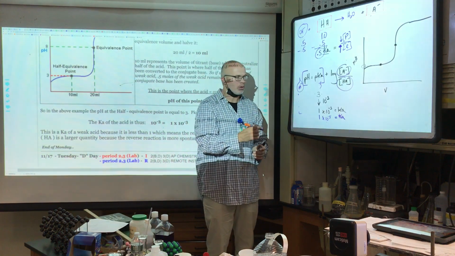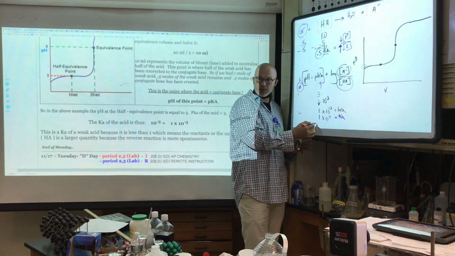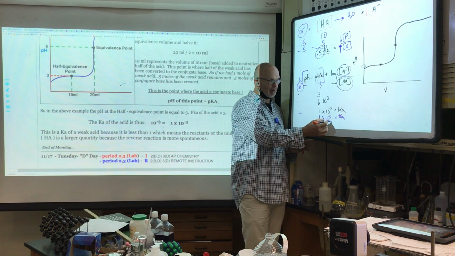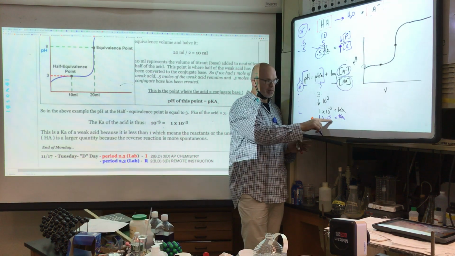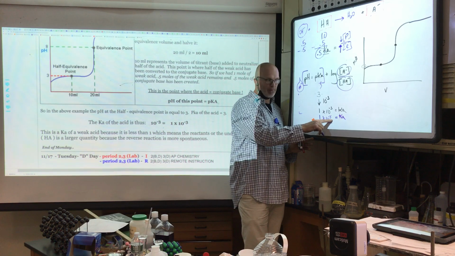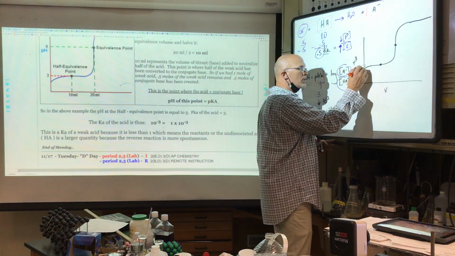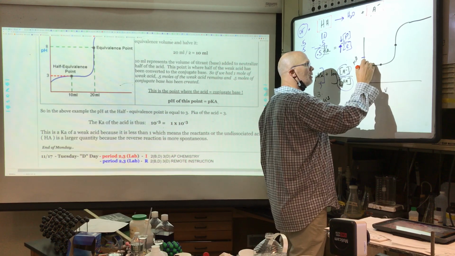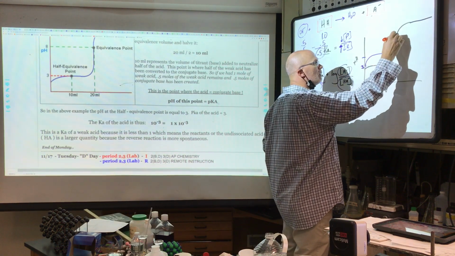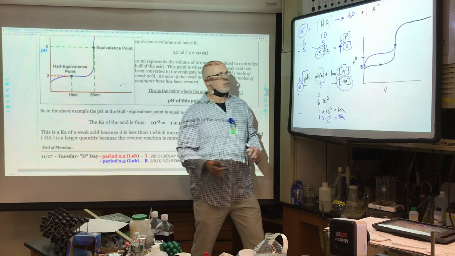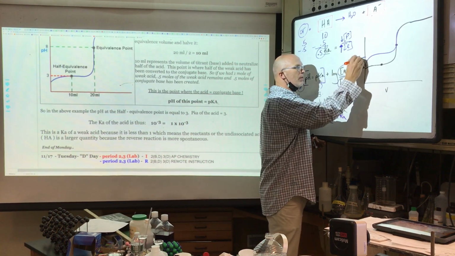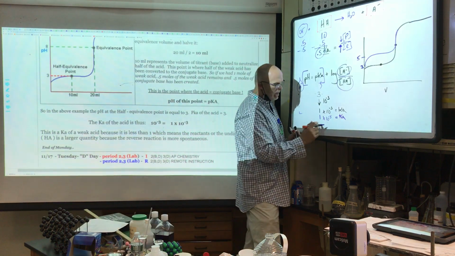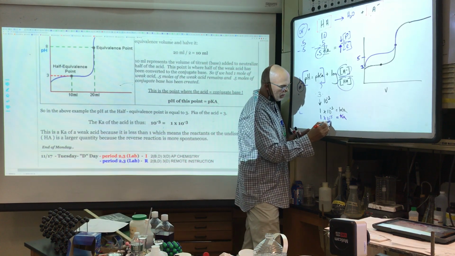How would this curve look? Well, wait a minute. If its Ka is 1 times 10 to the negative 5, its pKa is what? It's the negative log of this number. Take the exponent times negative 1. What's the pKa? 5. So if this is 3, make that 5. What's this look like? And what's the pH here? 5. What's happening to the asymptote as my Ka gets smaller?